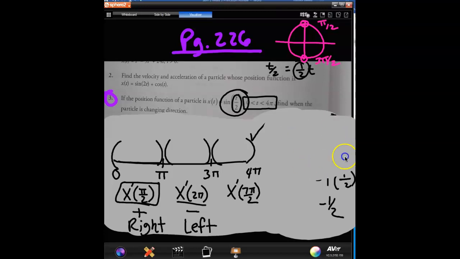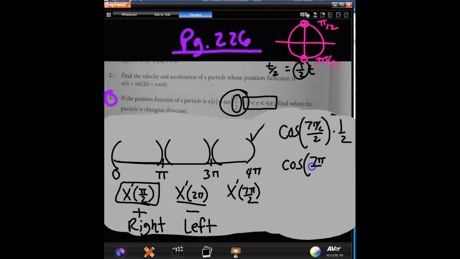Let's go ahead and do the other one. The last one is we want to plug in 7 pi over 2. So 7 pi over 2 divided by 2 becomes 7 pi over 4. 7 pi over 4 is right on our unit circle. It's radical 2 over 2. And so we actually get the same answer as the first one. It's positive once again, and therefore we're moving to the right.